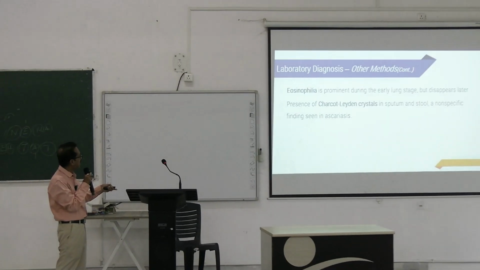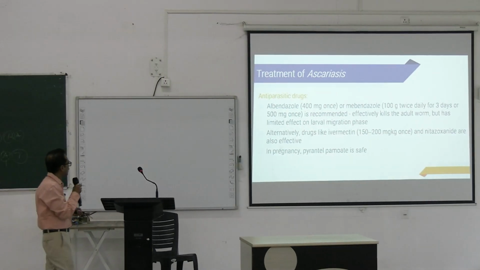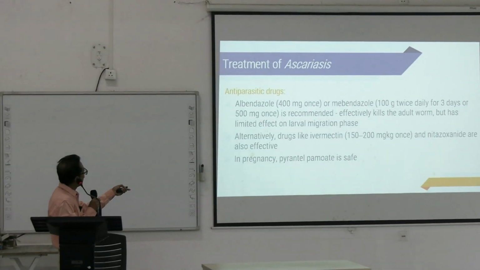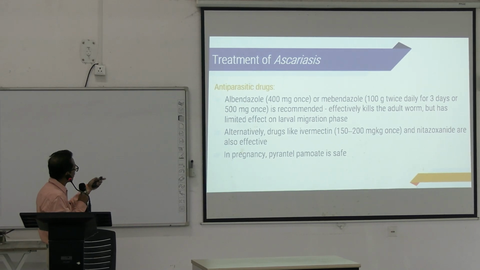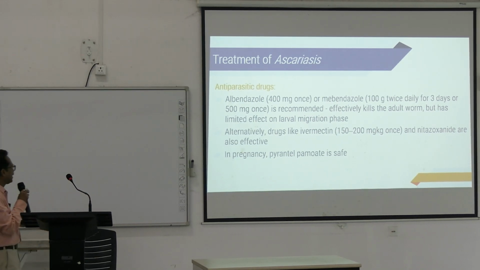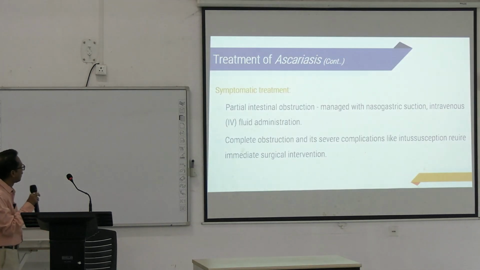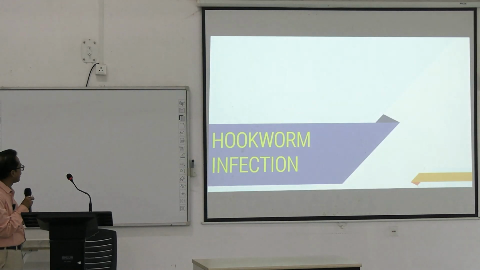Eosinophilia is prominent during early lung phase but disappears later. Now treatment is albendazole or mebendazole. Drugs like ivermectin and nitazoxanide are also effective. In pregnancy, pyrantel pamoate is safe. So partial intestinal obstruction is managed with nasogastric suction, complete obstruction with severe complication requires surgical intervention. So this is the treatment.